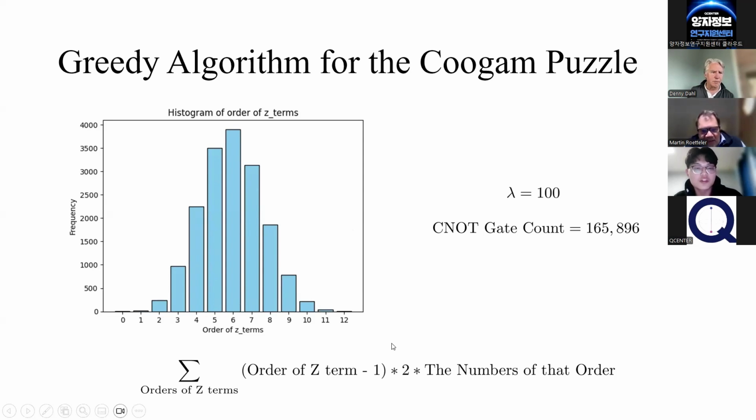So multiplying the number of terms in that Z order and summing over all possible orders of Z terms resulted in a value around 166K, which hints that the upper bound for the number of CNOT gates to implement the cost Hamiltonian is around 166K. Also note that the maximum order of Z is greater than 2, so this whole Tangram puzzle problem is a HUBO problem rather than a QUBO problem.